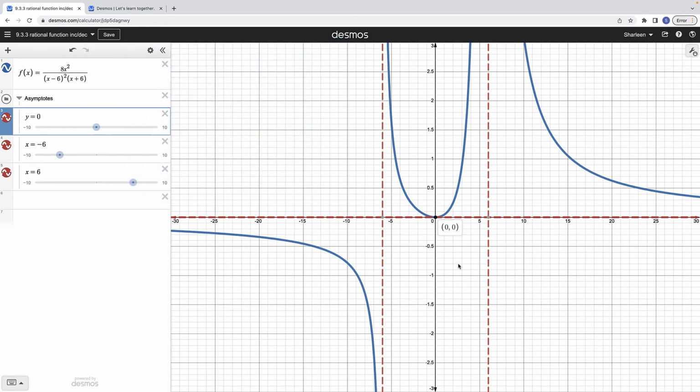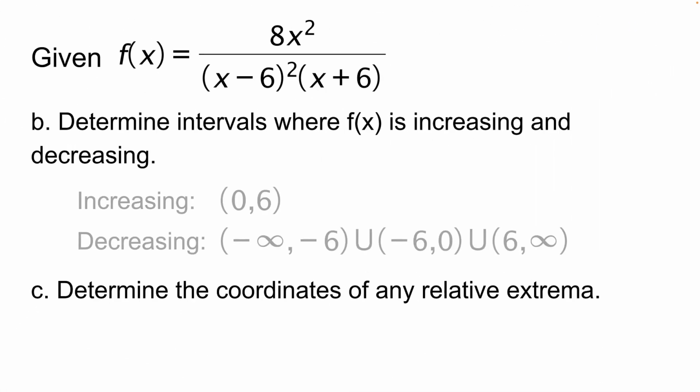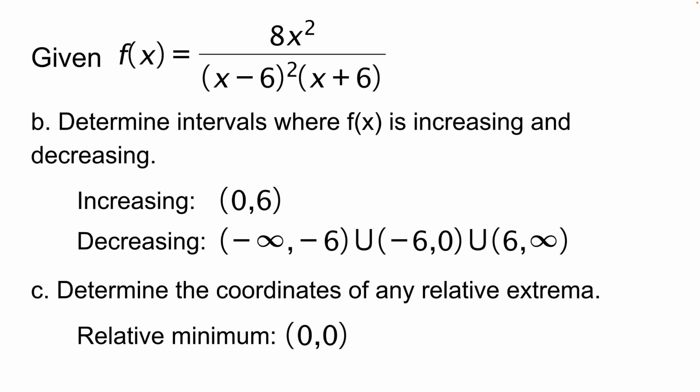So that's why I always say relative maximums will occur at the top of a mountain, relative minimums will occur at the bottom of a valley. Let's go back and summarize what we found from the graph. We found that this function was increasing on the interval from 0 to 6 and decreasing from -infinity to -6, and the interval from -6 to 0, and the interval from 6 to infinity. We had one relative minimum at the point 0, 0.